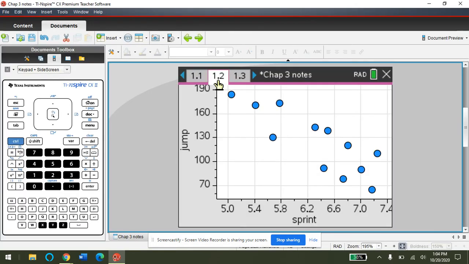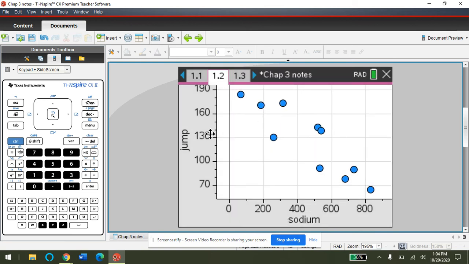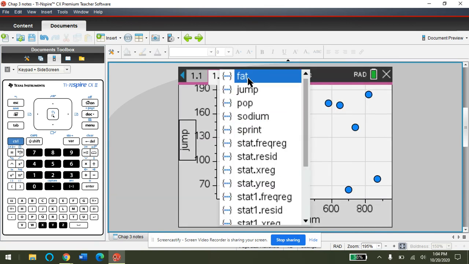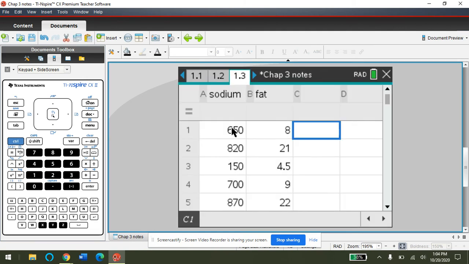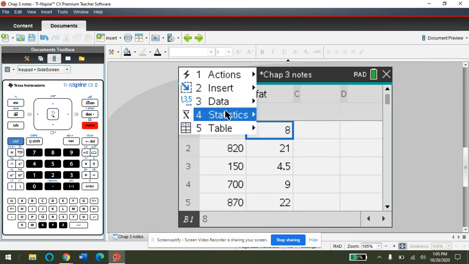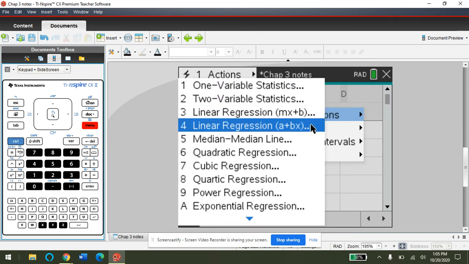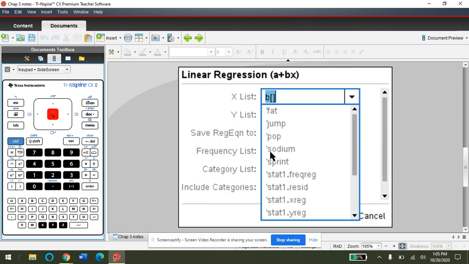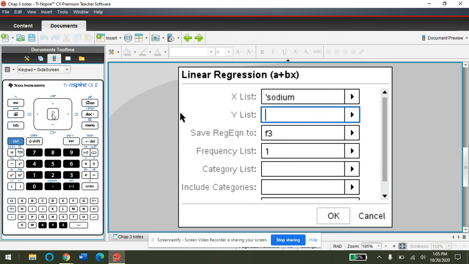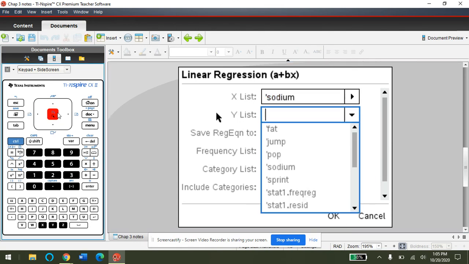You can actually go to this page, and I'm just going to type in sodium on the X and fat on the Y. So here's my scatter plot, which matches the scatter plot that I put on your paper. You want to find your correlation coefficient. So you're going to go to your sodium and fat tab. You're going to go Menu, Stats, Stat Calculations, Linear Regression. Remember, you can just hit the 4. You don't have to tab through it all. We're going to have sodium be our x-axis, and fat be our y-axis.